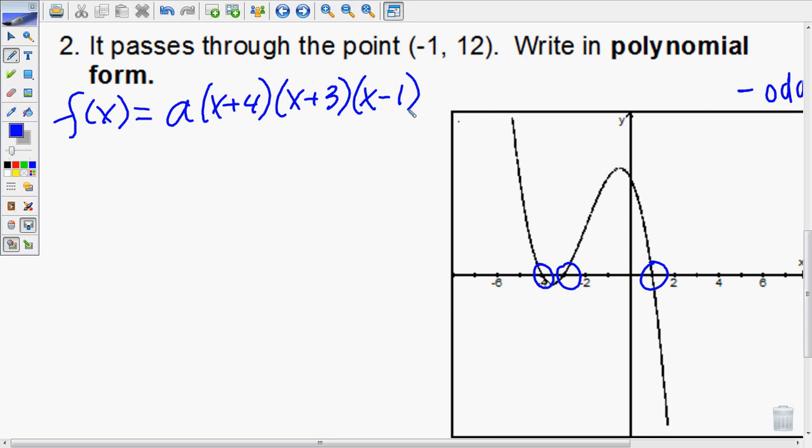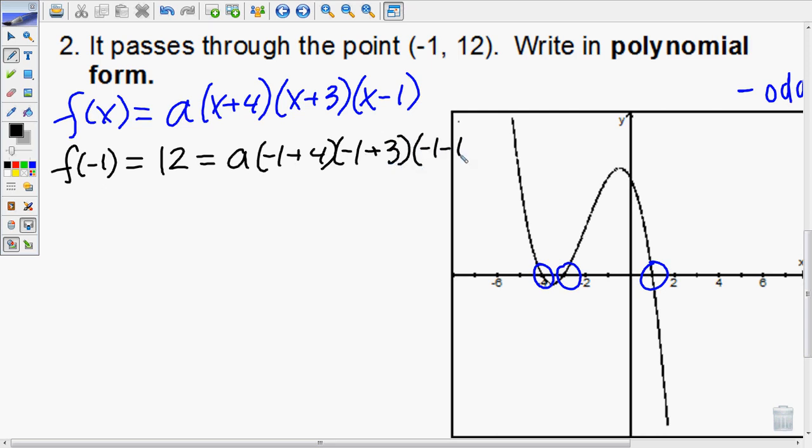Okay? So I have those. And what's my unique point that's going to help me find a? -1 and 12. So if I plug in -1, I should get 12 as my solution, right? So wherever there is an x, it becomes a -1. Did you multiply the 4 and the 3 together to get the 12? No, it gave it to us. It says here's your x, here's your y. All right, find my a. Find the a.